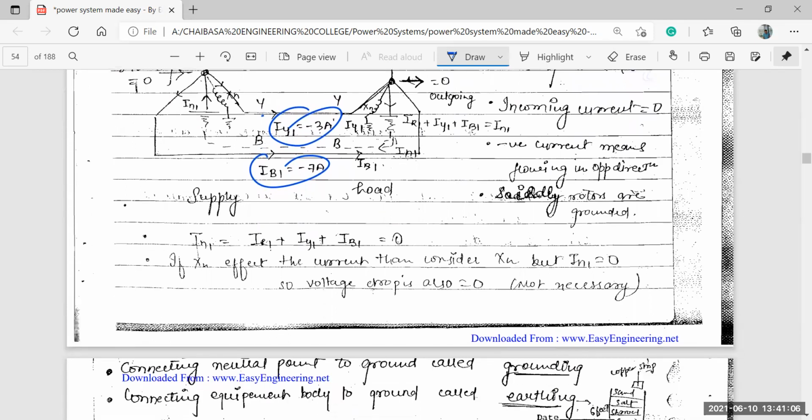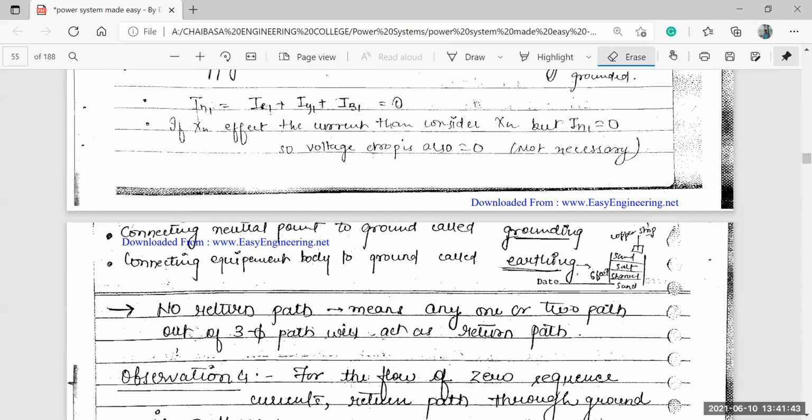Now what happens if there is an effect? If this is your Xn, and that is also grounded, then if your Xn has any effect on this flow of current, this In would be equal to 0, and there will also be a voltage drop. Some voltage drop will definitely be there. So that's why it says there is no effect whether it is grounded or not grounded. The main learning point in this segment is that the flow of positive and negative sequence current does not depend on that particular point.